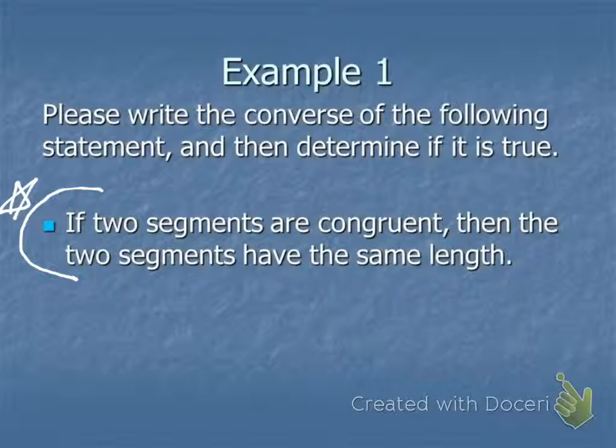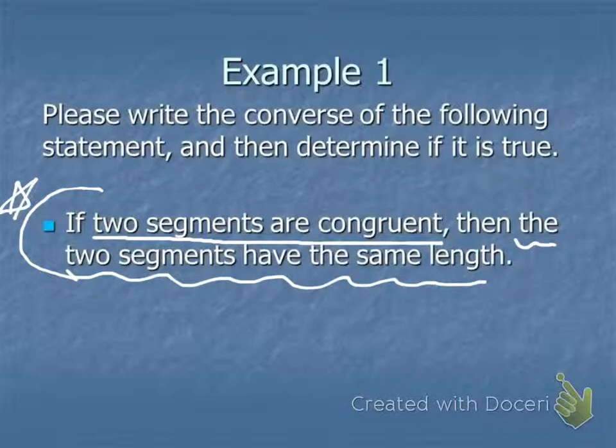All right, so what is the hypothesis for the statement on the board? Good. So the part we're going to move around is the two segments are congruent. What's the conclusion? Very good. All right, so I always want to start with if. Don't move the if. But then you want to flip-flop them. So this one goes up here. That one goes down there.